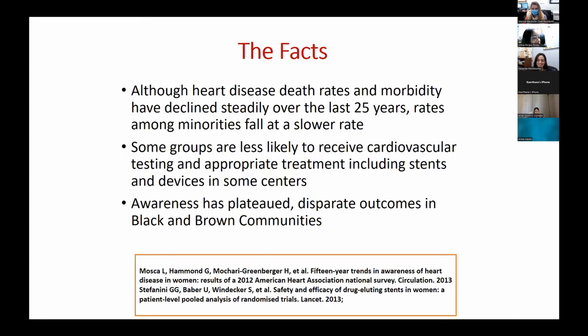And so the bottom line is that, despite all of the advances, unfortunately, we have rates of reduction in disease, death rates, and morbidity that is less steep for minorities. Some are less likely to receive cardiovascular testing and appropriate care, and the awareness has plateaued. So we need to continue to educate these underrepresented minorities.